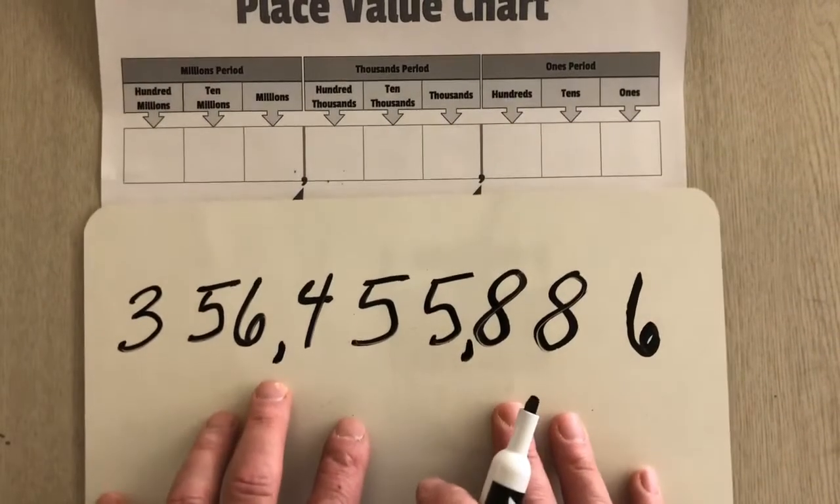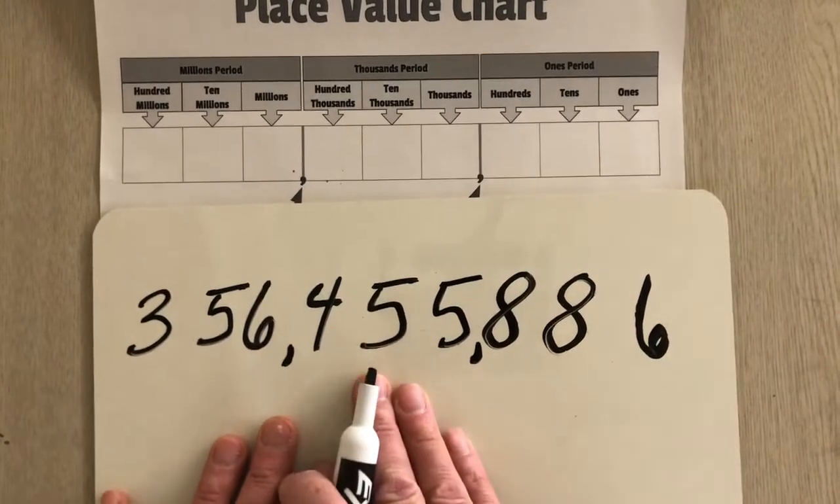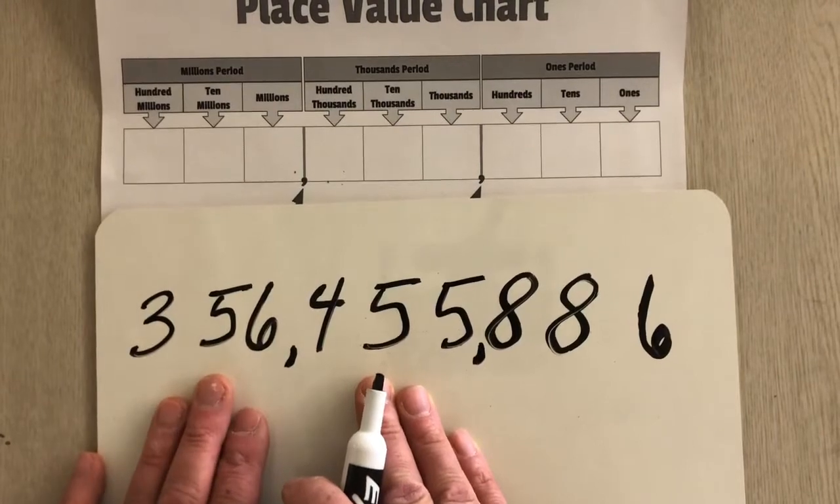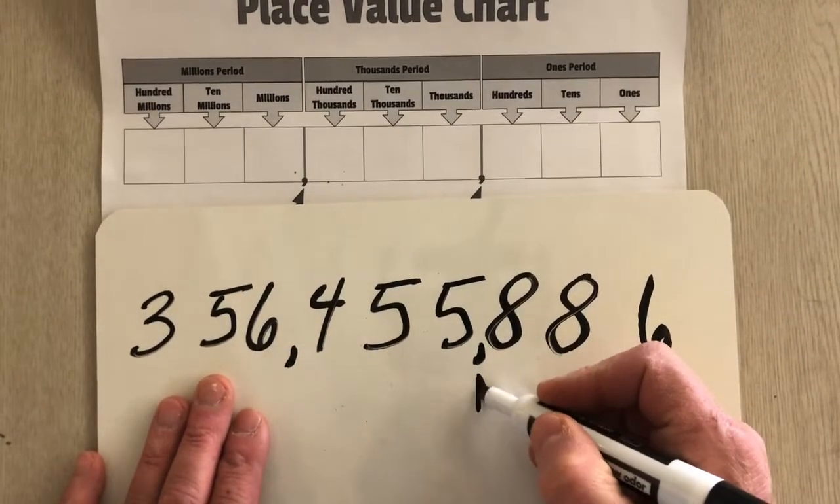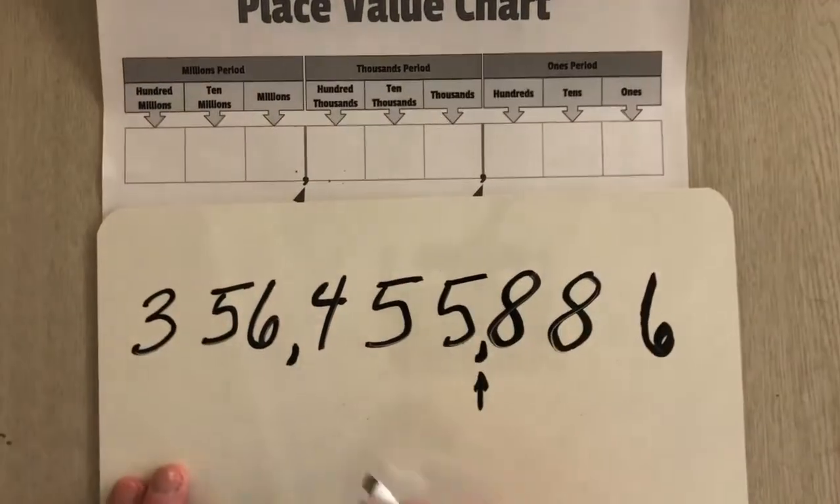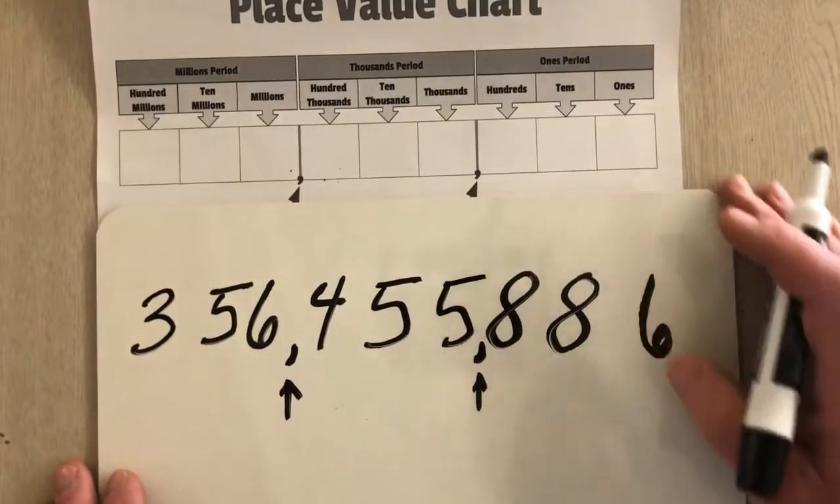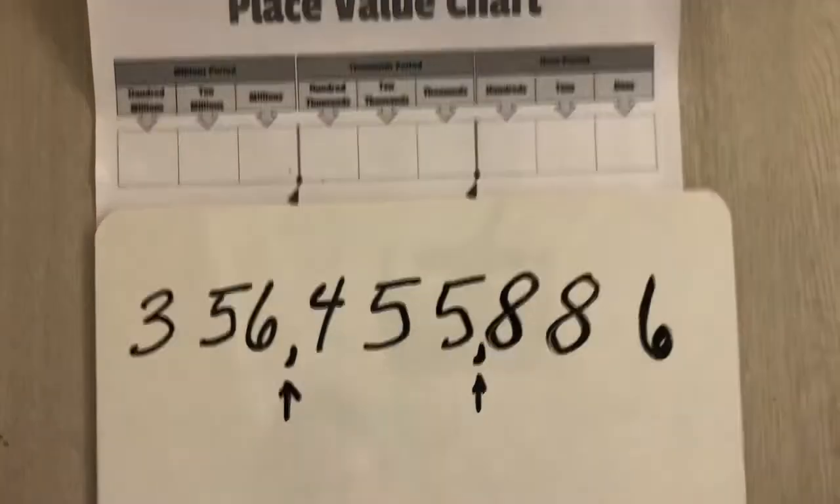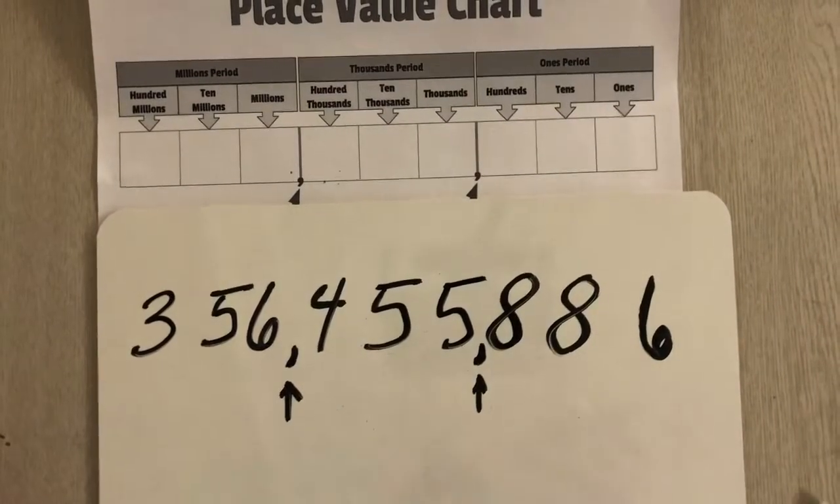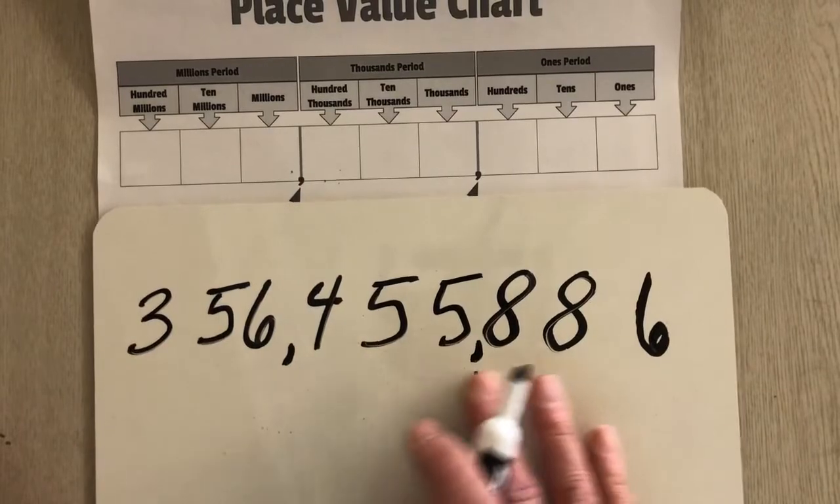Now I've broken my numbers up into periods: the ones period, the thousands period, and the millions period. So this comma right here says that's the thousands. It starts the new period. This here is the millions comma, which starts the millions period. So a lot of kids get confused at this point. It's like, well, how do you say this large of a number, okay? So I'm just going to erase these because they're confusing me.